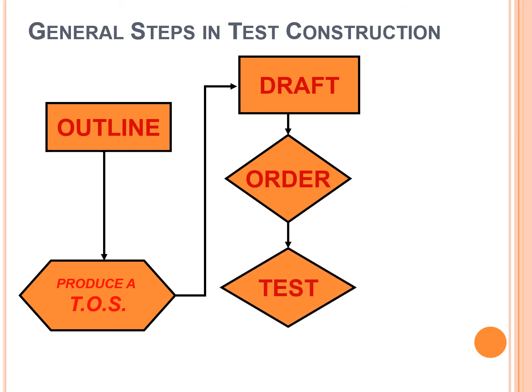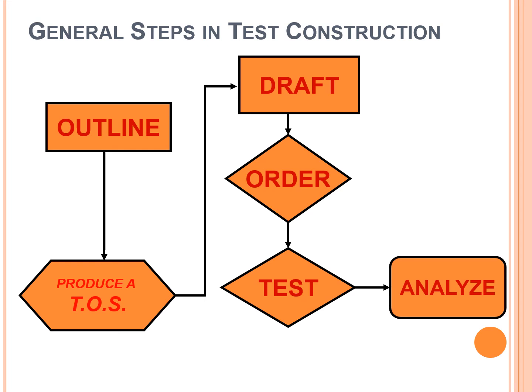Okay, the order of the test and then the test itself, right? Then analyze the result and this, yeah, analysis. We have studied this one. We can have reliability measurement and also validity measurement and item difficulty and discrimination index. Okay, I hope you still remember it well.